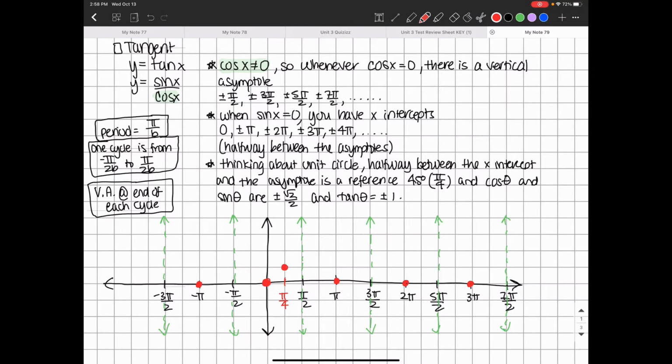And then for tangent, I know that tangent is an odd function. So if pi over 4 is positive 1, then negative pi over 4 would be negative 1, since it's going to be the opposite. And then I am going to connect these points like this. So these are important points that you need to include.